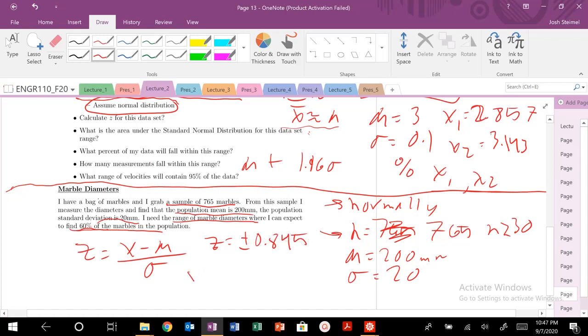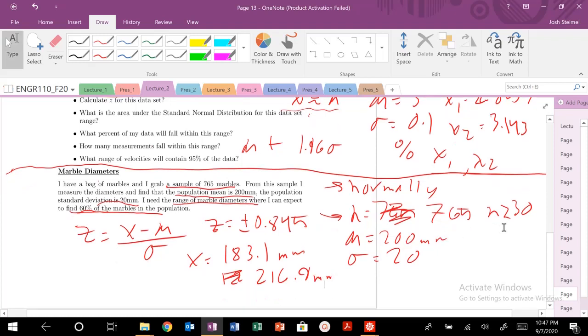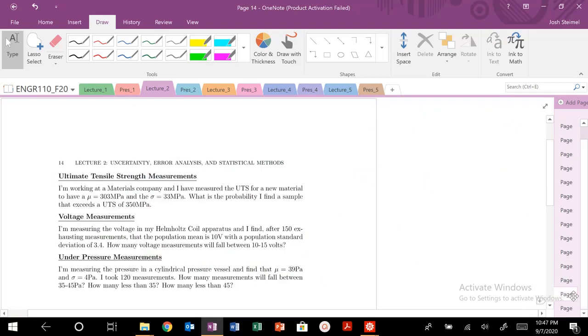And when you solve, you'll find that x is going to be equal to either 183.1 millimeters, or these are our bounds, 216.9. And you can double check my math on that, and the Mathematica notebook has that as well. So, for example, problem done. Let's move on to the next one.